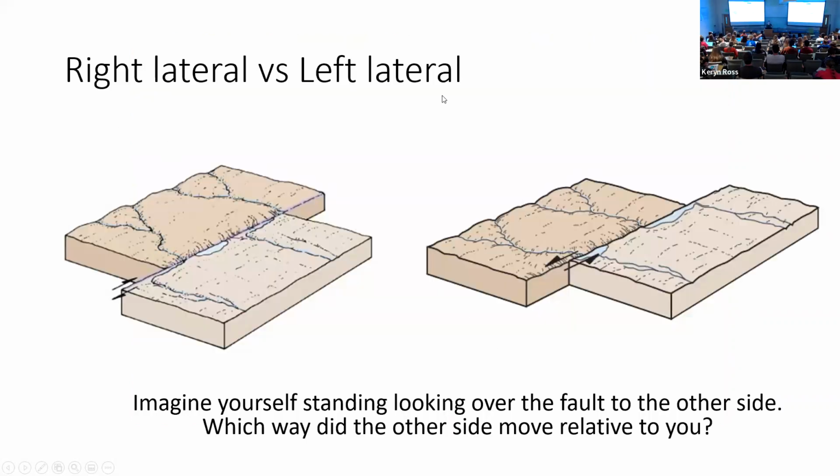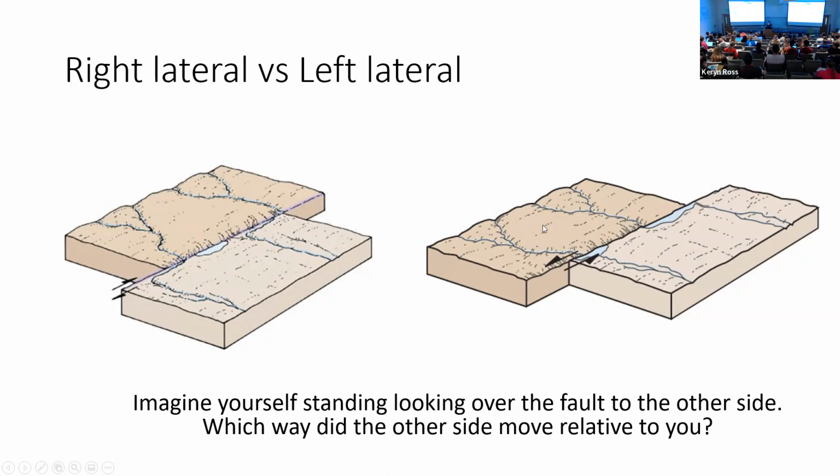So right lateral versus left lateral, the best way to look at that is imagine yourself standing on one side of it and looking over to the other side of it. Which way did the side on the other side of the fault move? So if you're standing right here and you're looking this way, to make these things match up, you notice that this side moved to the right to get it to look like this. Does that make sense? And it works for both directions, okay?